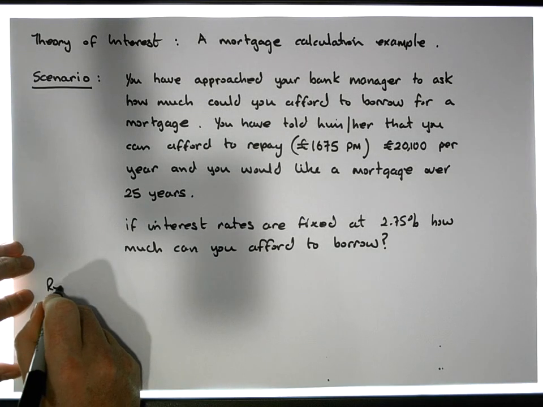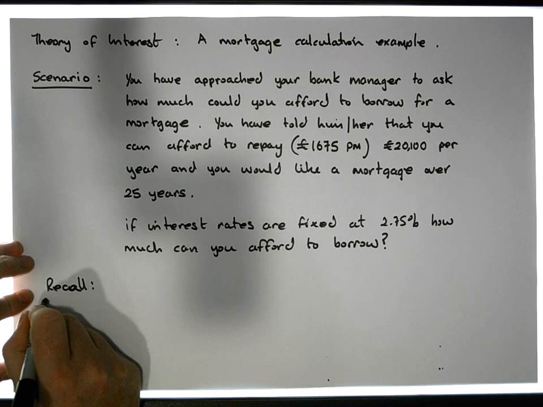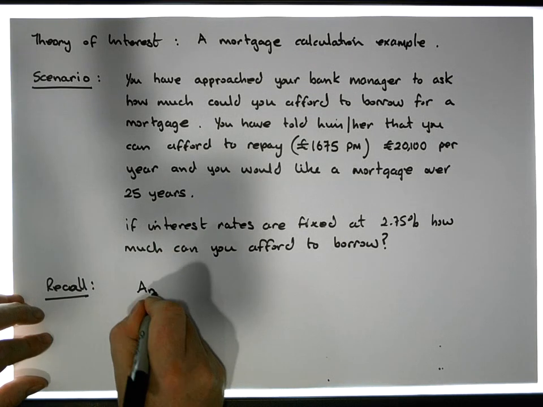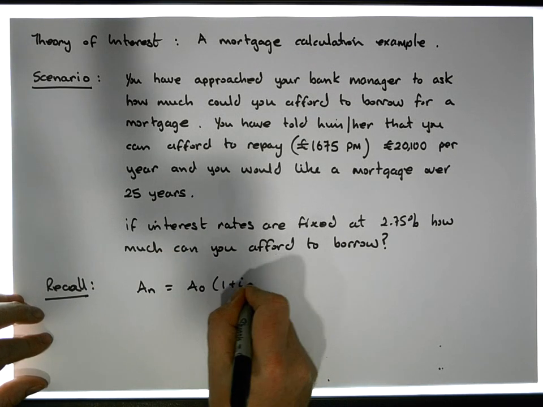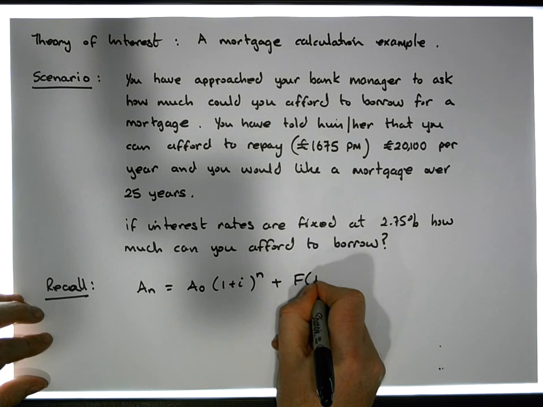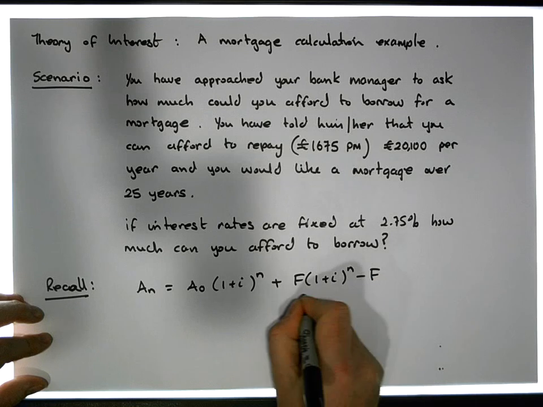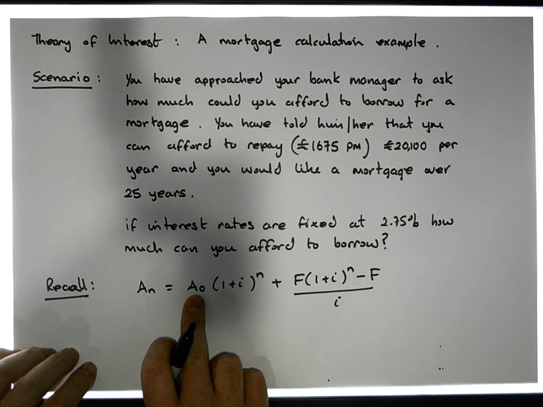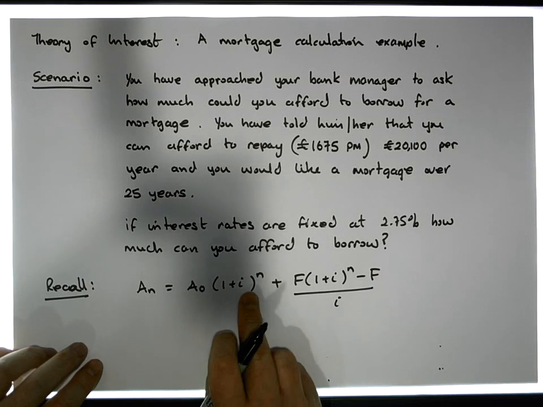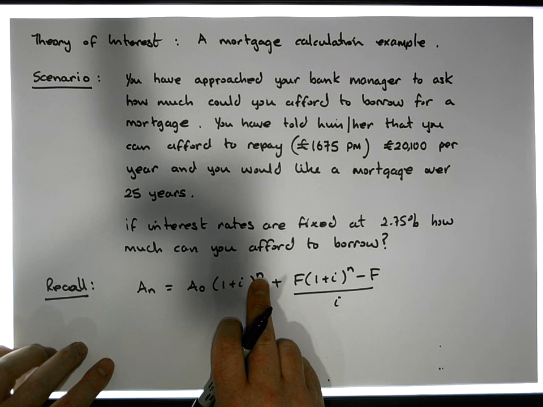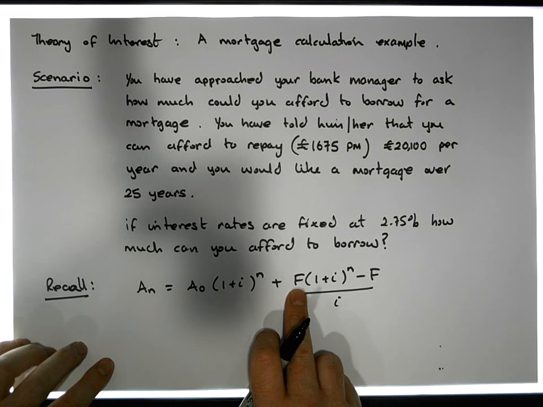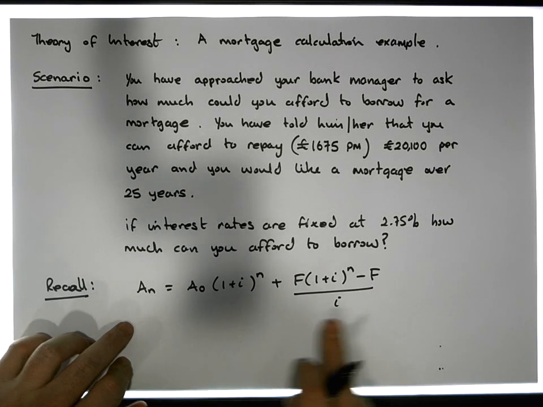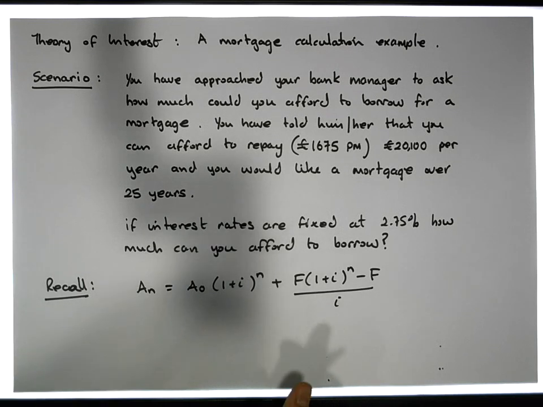So let's just recall that our mortgage, sinking fund and annuity formula, but we're doing a mortgage calculation, is AN equal to A0 times (1 plus I) raised to the power of n, plus F times ((1 plus I) raised to the power of n minus 1) all over I, where AN is the future balance of the account, A0 is how much you want to borrow, or how much you will be allowed to borrow, I is the interest rate, N is the duration of the mortgage in years, and F is how much you can afford to repay back, or what your annual repayments are going to be. This is an annual version of our mortgage, sinking fund and annuity relationships.